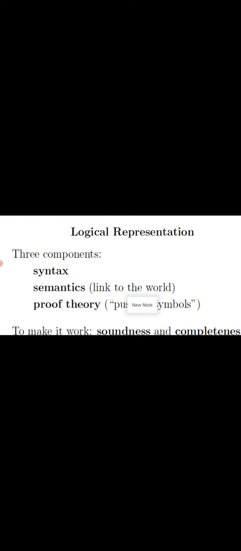Logical representation has three components: syntax, semantics, and proof theory. To make it work, we need soundness and completeness. So the three components of logical representation are syntax, semantics and proof theory. Then, connecting sentences to the world.